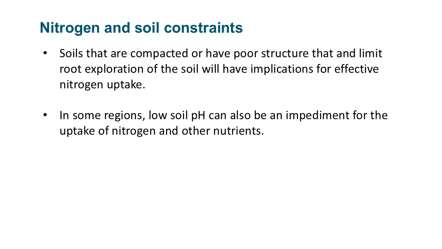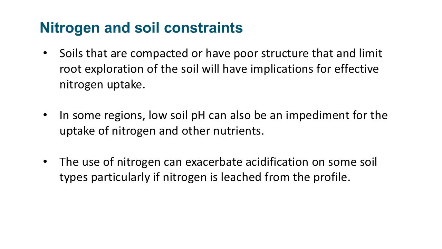Secondly, in some regions, particularly in the Northern Territory, some soil types have a low pH of around 6 or below, and this soil acidity, depending on its severity, can also become an impediment for the uptake of nitrogen and other nutrients. These soils can also be prone to further acidification through the use of nitrogenous fertilisers, particularly if those fertilisers are leached from the profile. The impact of soil pH for cotton production is therefore likely to be a focus for some regions.